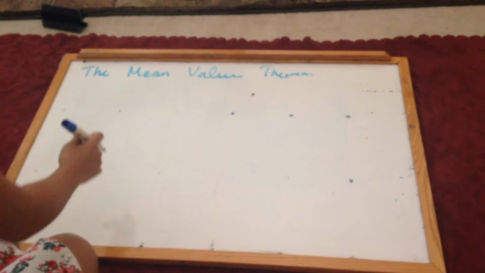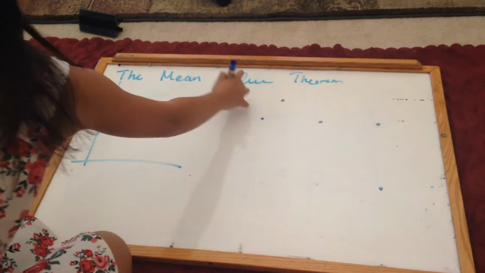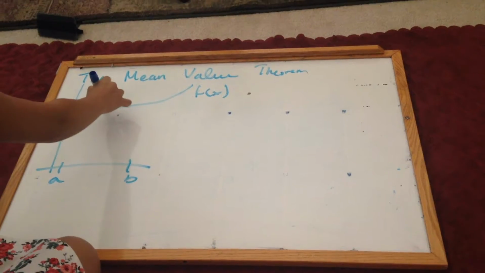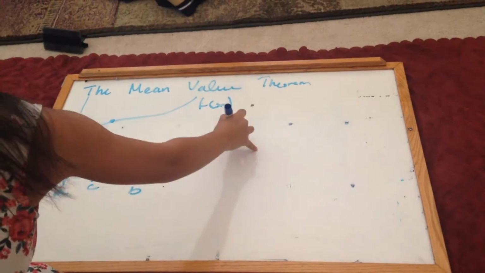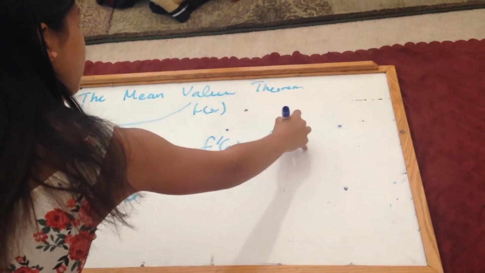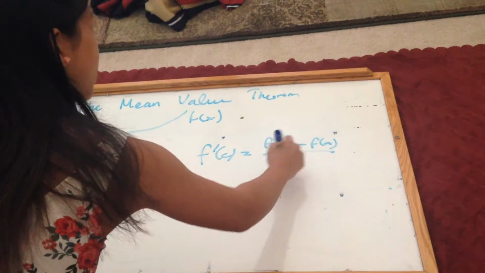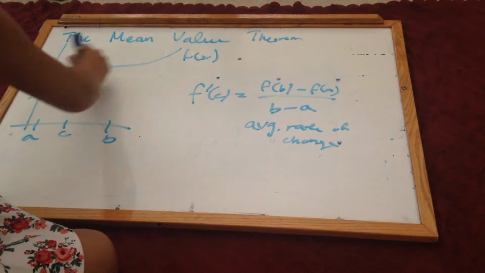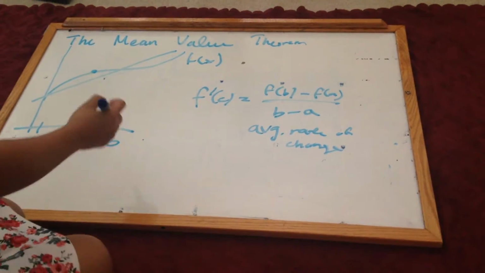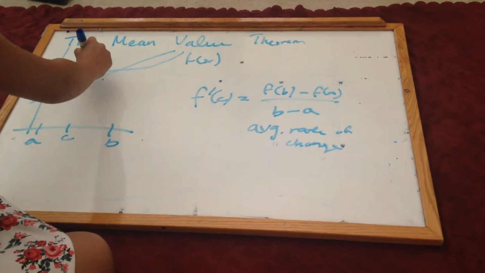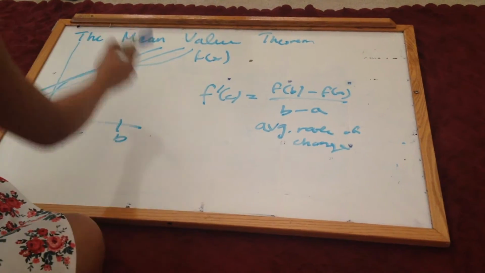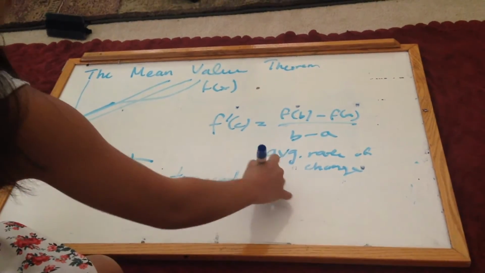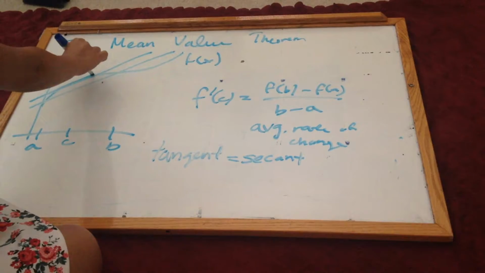Okay, so the mean value theorem states that if f of x is differentiable and continuous on the interval a to b, then there is at least one point c where the derivative f prime of c is equal to f of b minus f of a over b minus a. So you might recognize this as the average rate of change, and also the slope of the secant line, which would look something like this. This theorem states that at f of c, if you find the derivative, you will also find the tangent line, and according to this theorem, there's one point c where the tangent line is parallel to the secant line, and the instantaneous rate of change is equal to the average rate of change.